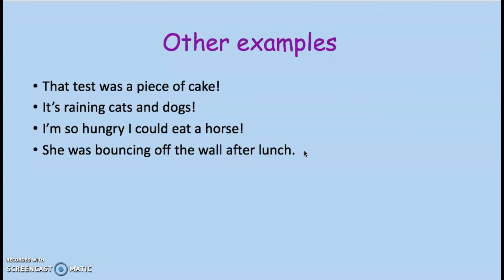Now you have learned about literal and non-literal language, and it's time to do your practice activity on your activity list.